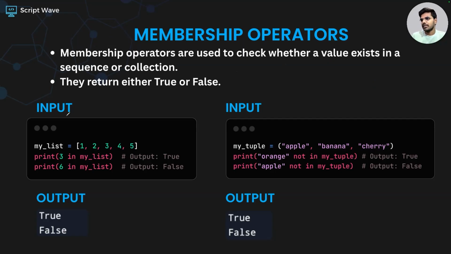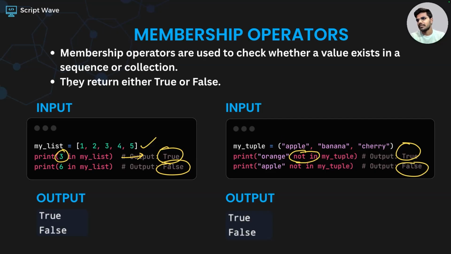So let's see, we have the value as list 1, 2, 3, 4 and we are checking 3 in my LST, 6 in my LST. 3 is available, so we get the output as true. 6 is not available, so we get the output as false. Similarly, not in, we check if it is not present. If it is not present, then it returns true. If it is present, then it returns false. It's just the opposite of in.